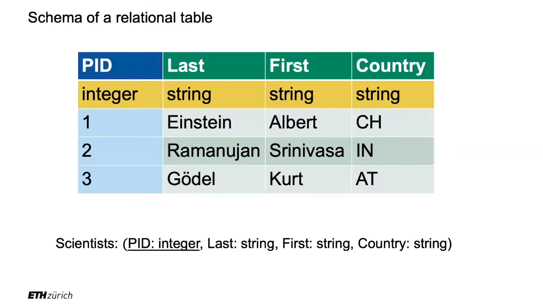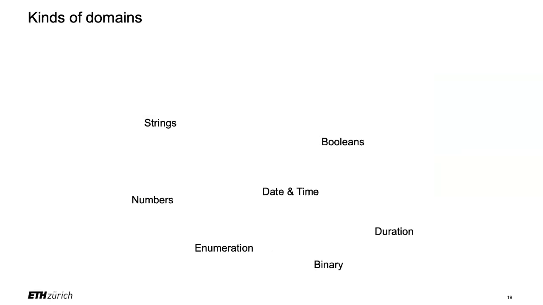So the kind of domains we have here, there's just integer and strings, but we have a lot. We can have strings, we can have Booleans, so yes, no domains, we can have numbers, dates, times, very important, often neglected by software systems, but companies really need them. Enumerations, binary, pictures, for example, you can put pictures in a table too, durations, and so on.